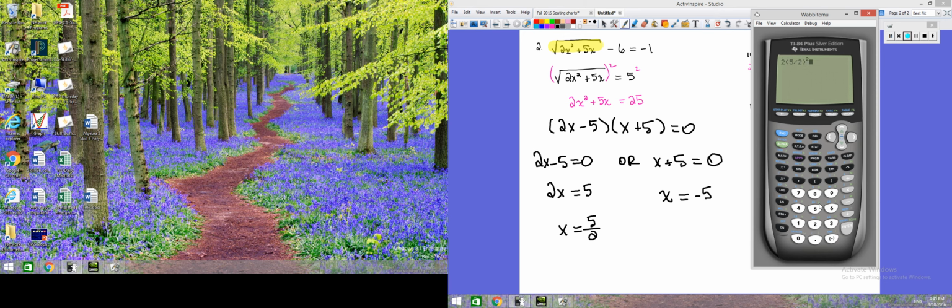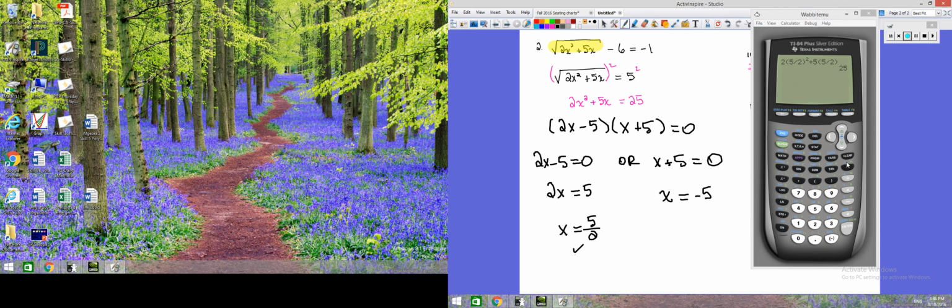Plus 5x. All right, so that's what I'm going to be taking the square root of, and hey, I don't need a calculator for that. The square root of 25 is 5, and 5 minus 6 is negative 1. So this guy is checking.